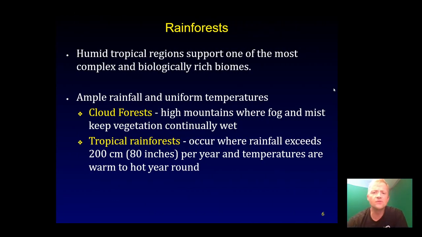All right, so the first one we're getting into is rainforest. Hopefully you all know rainforest because we live in a rainforest environment, or at least Thailand has part rainforest environment. These are humid tropical regions supported by one of the most complex and biologically rich biomes. Why is that? Hopefully, that's a question. Why is ours the most biologically rich?